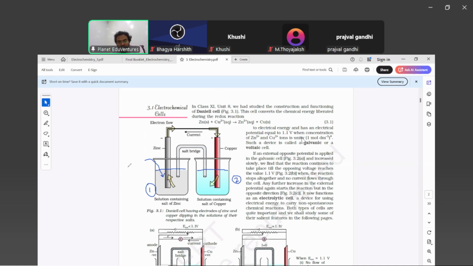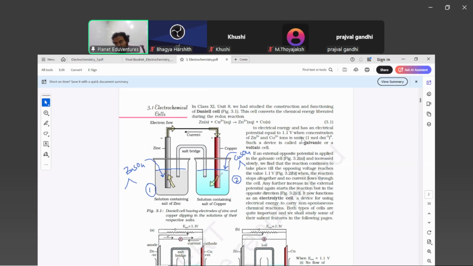Now, which salt will you put inside the first beaker? Zinc sulfate salt, ZnSO4, as I told you before. Which salt will you put in the second beaker? CuSO4. Now, what will happen to the salt of ZnSO4? It will break into Zn2+ and SO4 2-. And what will happen to the copper salt in water? It will break into Cu2+ and SO4 2-.